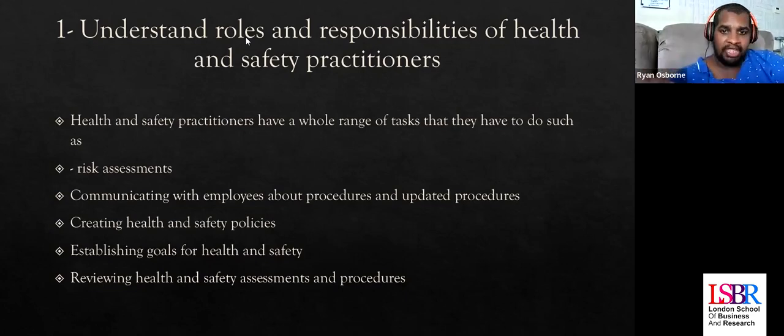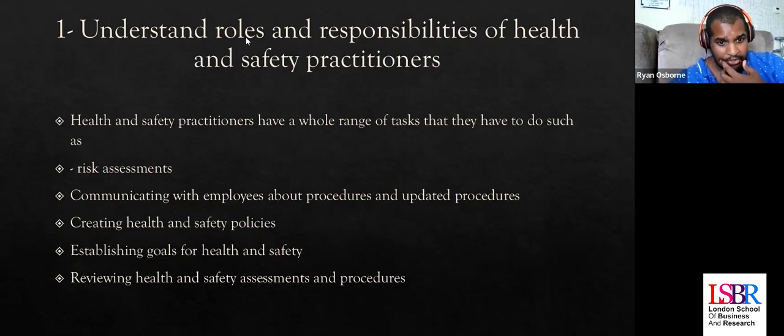However, if you now have to update those particular procedures, it's important you communicate with the employees, because 9 times out of 10, if you don't, there will be a miscommunication, and then there will be a wider implication for the business moving forward.